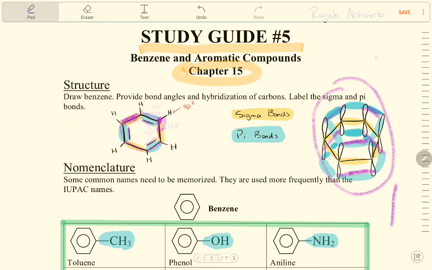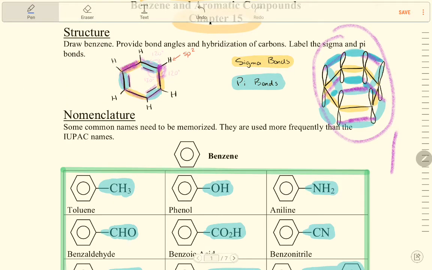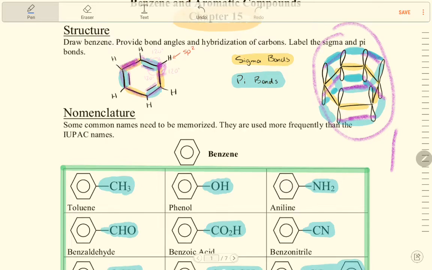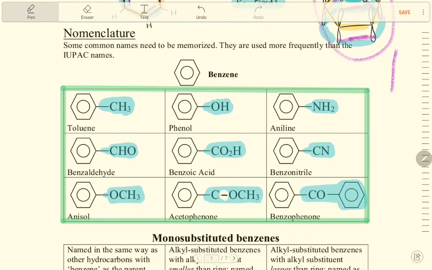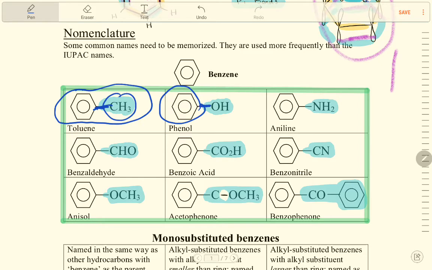Now, let's find some common names, and they are used more frequently than the IUPAC name. This benzene ring with CH3 on top, this whole molecule is called toluene. The benzene ring with OH is called phenol. The benzene ring with an NH2 group gives aniline.